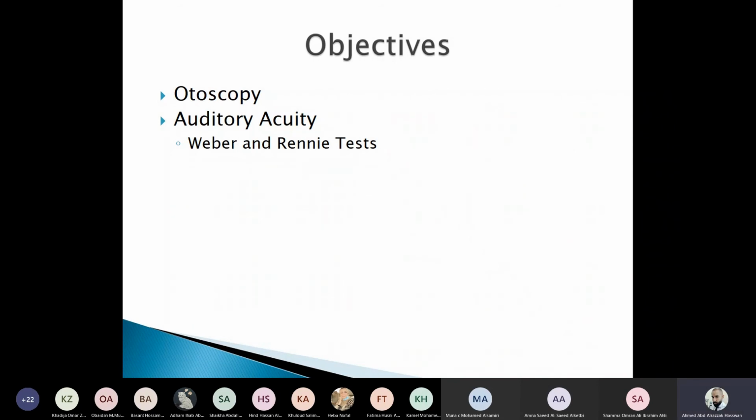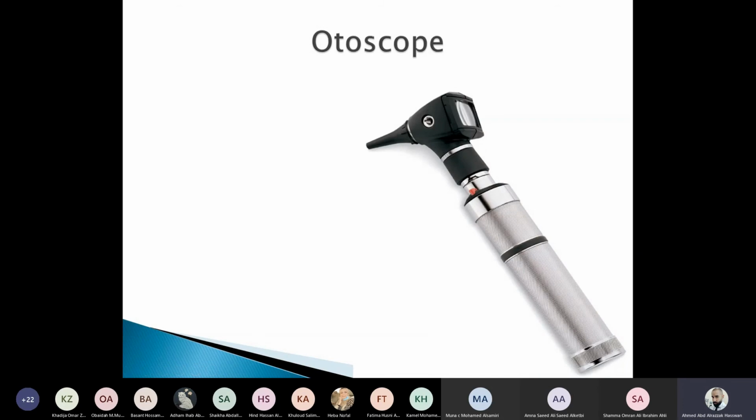Okay, guys, so these are the objectives. First of all, otoscopy. Then we have the auditory acuity. This is just like what we did last week when we covered visual acuity and used the Snellen chart. This week, inshallah, we will introduce you to two tests, named Weber and Rennie, and how to interpret them. Okay. So first of all, let's start with the otoscopy.